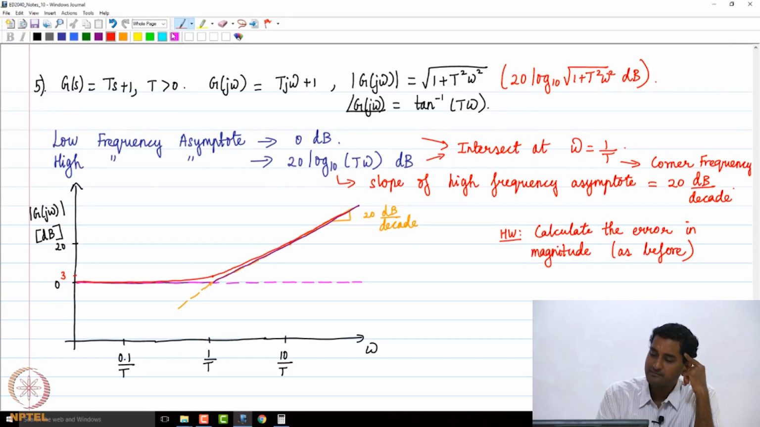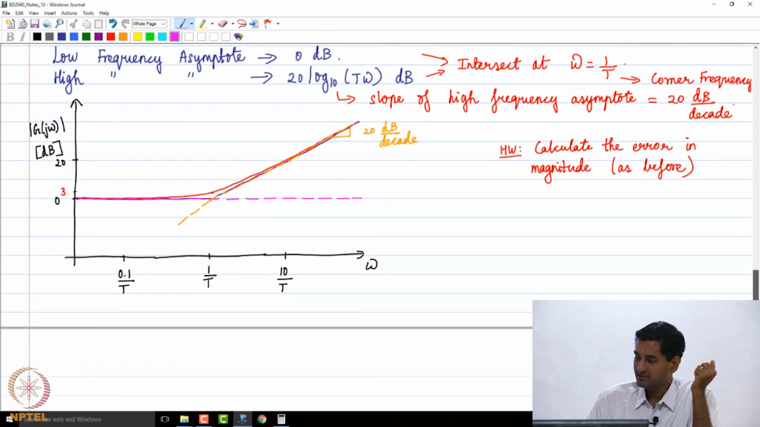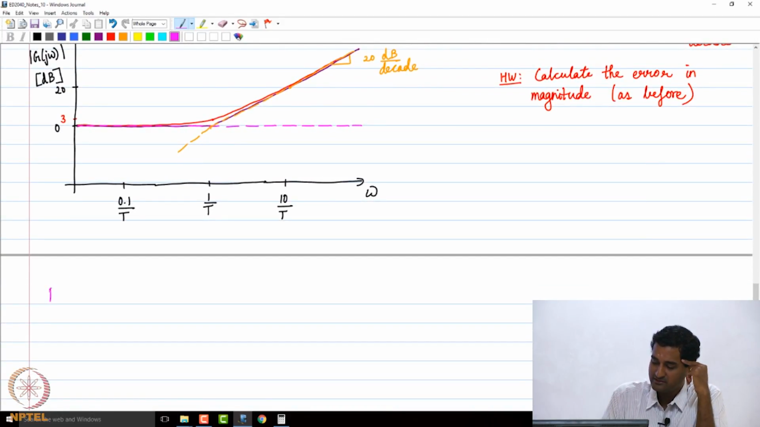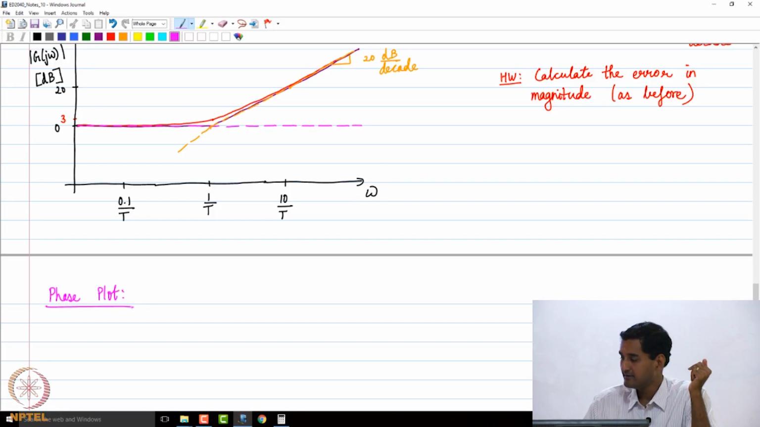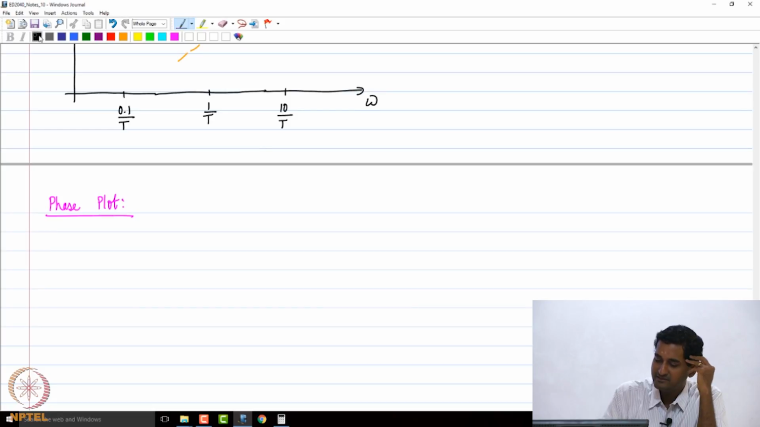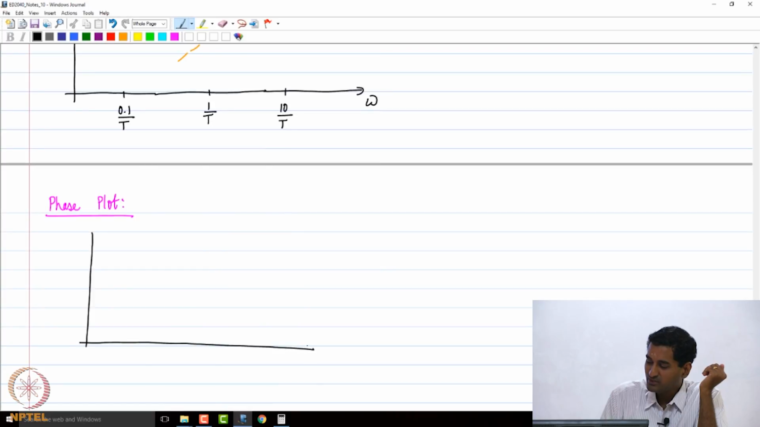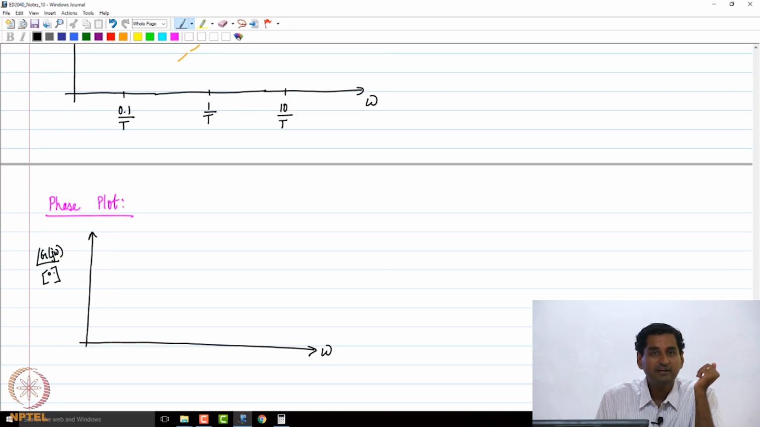What about the phase plot? Let me draw it on the next page. What happens to the phase plot? Once again it is going to be a reflection. What would the phase tend to as omega tends to infinity? It will tend to plus 90. At omega equals 1 by capital T, it will be 45 now.